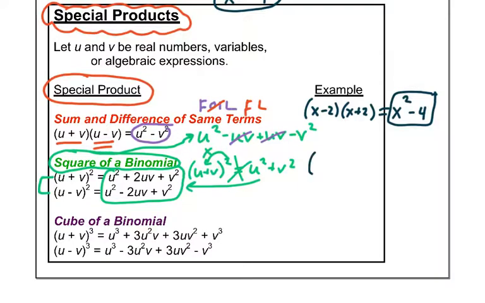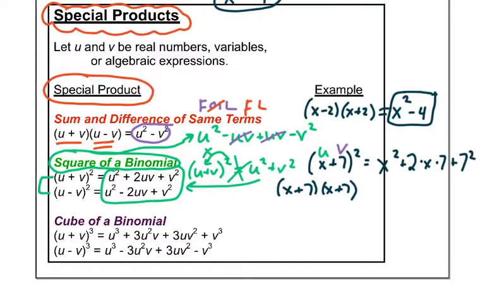How about if I do x plus 7 squared? Now you could, again, just do x plus 7 times x plus 7, and FOIL that. And that's absolutely fine. But the shortcut would say, let's take the u and the v here and just use the formula. That would be u squared plus 2 times u, here is x, times v, here is 7, plus v squared.